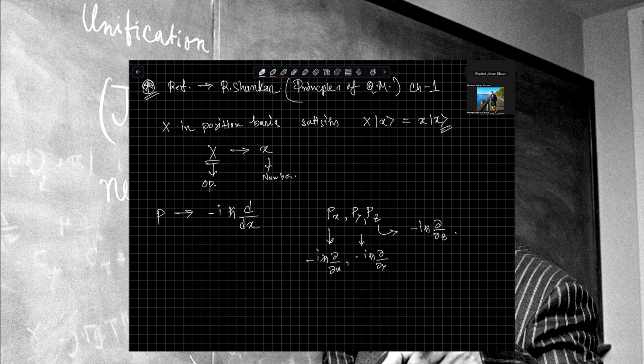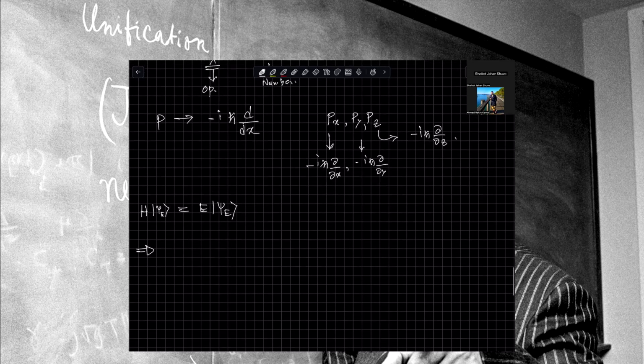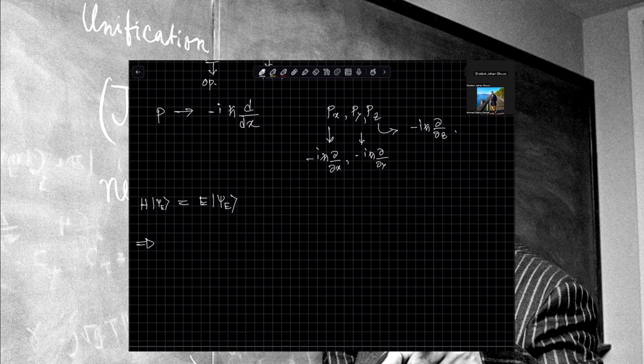With all these ingredients in our hands, let's try to see first what happens with the energy basis equation. Again, E is the energy eigenvalue for this particular state. So how are we gonna do it? Let's try to multiply with the position basis. Let's say we want to see how this equation looks in the position basis. Since E is a number, it can go past. This is x with psi of E.